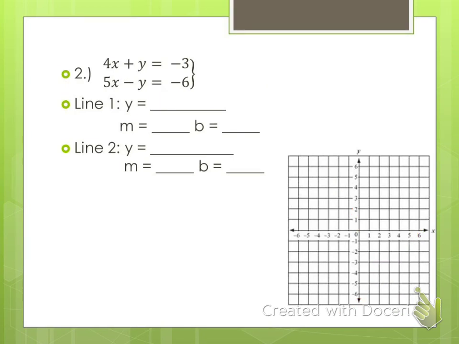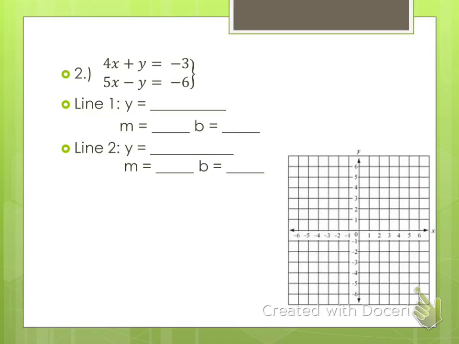So give number 2 a try. Get y by itself. Identify your m's and b's, and graph your lines. It might be easiest to do one line at a time the whole way through, like we did on the first example. If that's not how you operate, that's okay. You don't have to do it in that order. Give number 2 a try, and we'll talk about it in a minute.